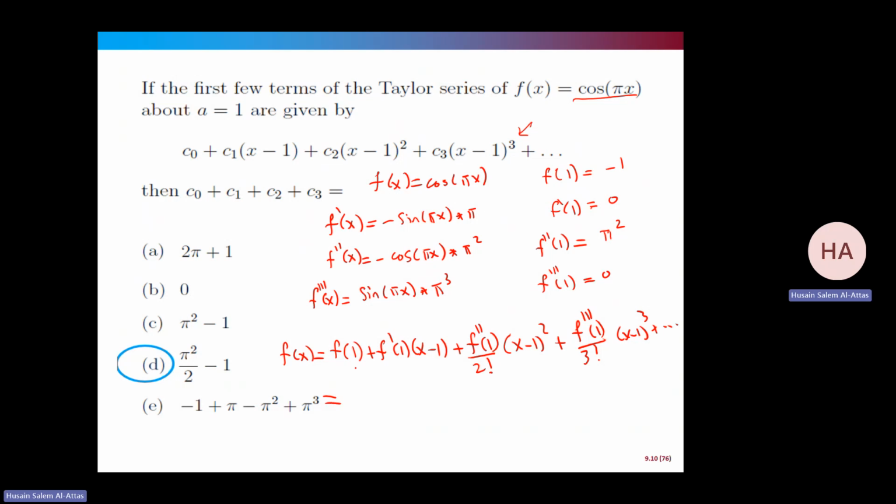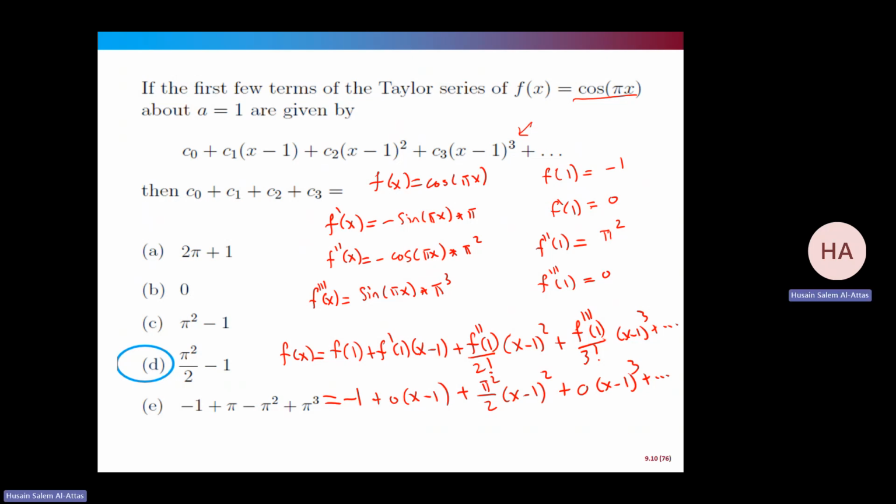Okay. F of 1 is minus 1. F prime gone, 0. So you have 0 times x minus 1, just to make it clear. This one will be pi square over 2, x minus 1 square. The third one, 0 times x minus 1 cube, plus the rest.